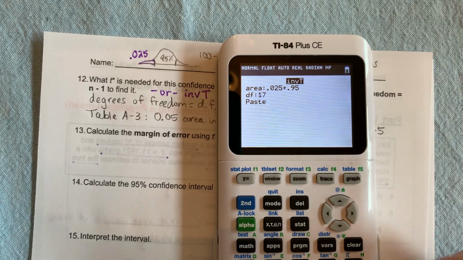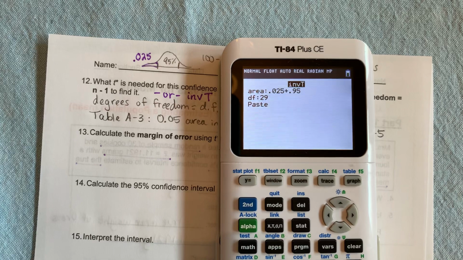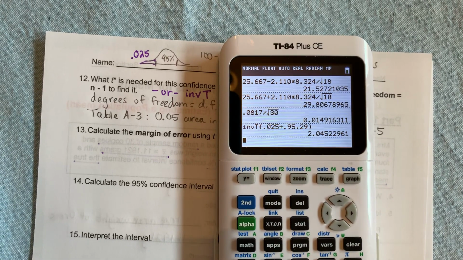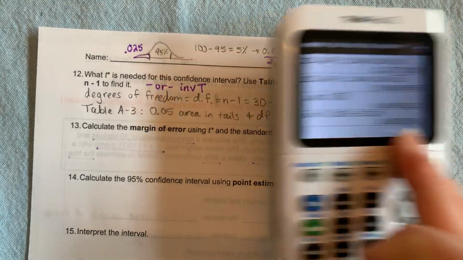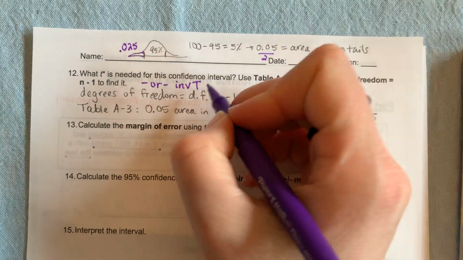That'll add together to give me 0.975, won't it? And then my degrees of freedom are 30 minus 1, or 29. All right. Let's see. Okay, so I pasted it in and calculated it, and it gave me 2.045, which exactly matches what I got from the table. So either option is acceptable.